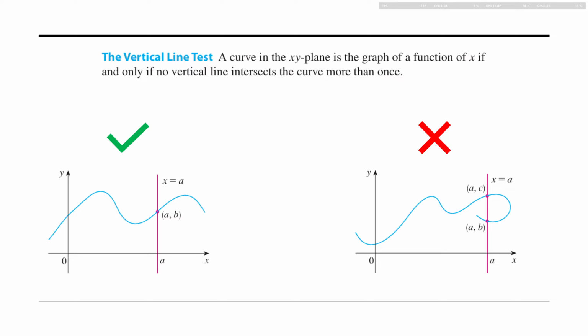The vertical line test is used to tell if you have a function or not a function. A curve in the xy plane is the graph of a function of x if and only if no vertical line intersects the graph more than once. On the left hand side with the green tick, you can see that's a function. The vertical line passes through that graph once. And on the right hand side, it passes through that graph twice, and thus it is not a function.